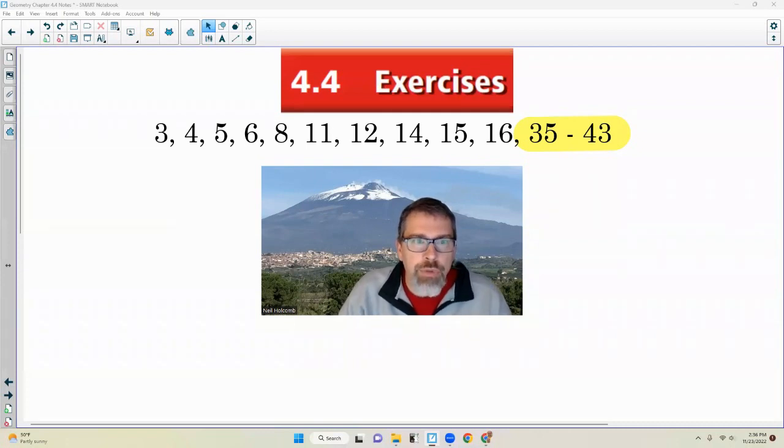Okay, this brings us to the end of chapter 4.4. Please do these exercises and more if you feel the need to practice. 35 through 43 are review from prior chapter sections. You should always practice older concepts to keep them fresh.